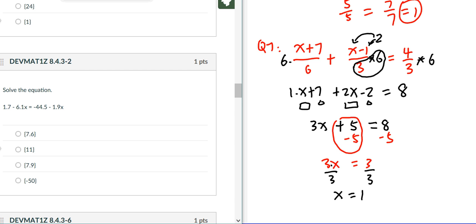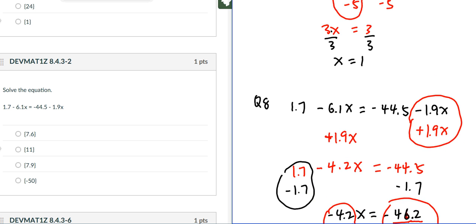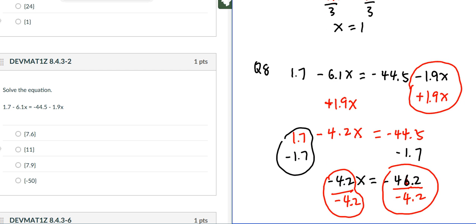Now, the third question, which is question 8. Question 8, we deal with decimals. The steps are the same. You see, we have an x on two sides. We want to add 1.9x to cancel positive, negative 1.9x. So we do that, then the right-hand side is negative 44.5 left.